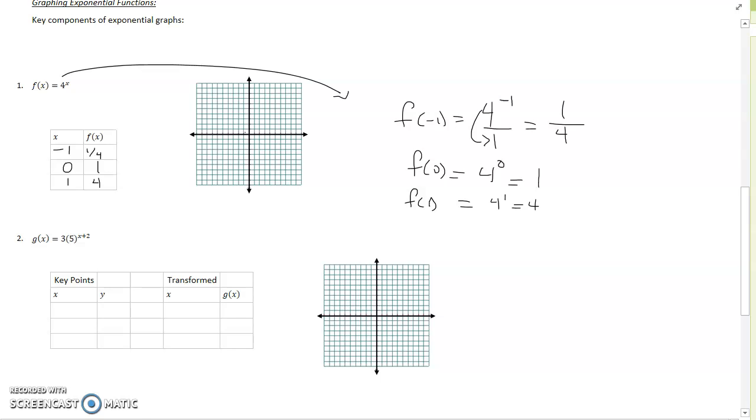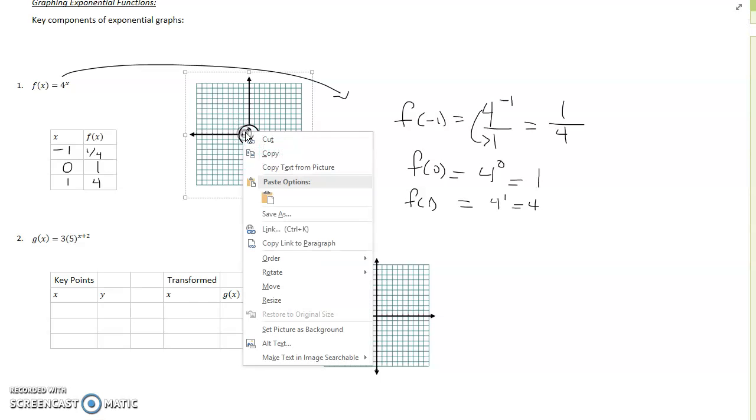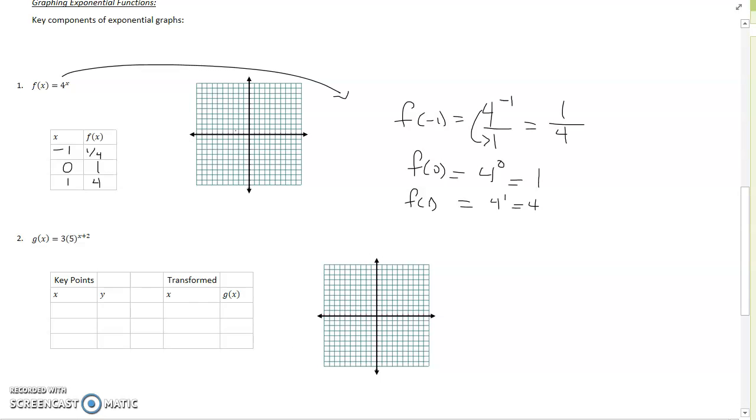So let's plot these points. -1, 1/4 is right here. 0, 1 is right here. 1, 4 is right here: 1, 2, 3, 4. And what this is going to look like, I'm going to use a different color for this. It's going to come in from over here, it's going to cross, and it's going to head up. Okay? This is going to increase exponentially.